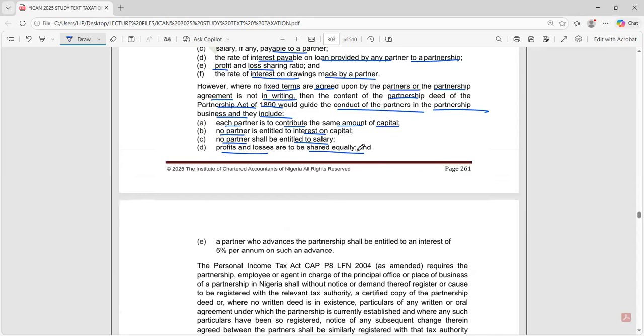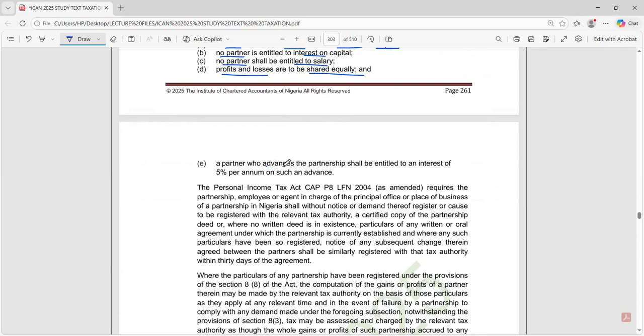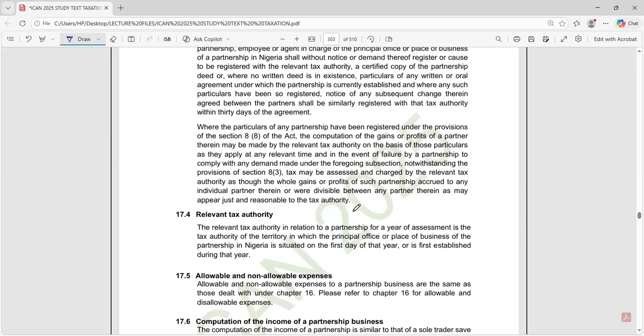Equally. You understand? All right. Then the last one says a partner who advances to the partnership shall be entitled to an interest of 5% per annum on such advance. If he gives a loan to the business, he's going to be entitled to 5% on that loan that is given to the business. You get? Okay, so let's see, what do we have again?